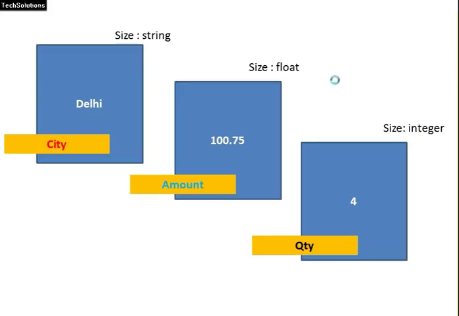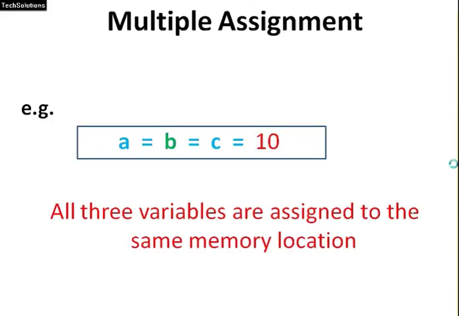You can see these variables as containers. The value in the variable city is of string type. The value stored in the variable amount is a floating point value. The value in the variable qty is an integer value. These variables have a specific size which is automatically taken care of by Python. You can see these names are given to the variables to give them an identity to distinguish them from the other variables. Multiple assignment. A single value can be assigned to several variables simultaneously.